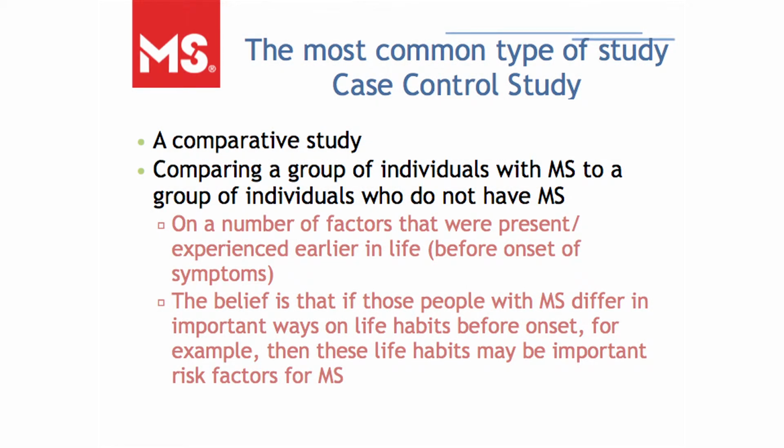The most common type of study that we use in epidemiology is called a case control study. Basically, what we do is we compare people living with multiple sclerosis to people who are not living with multiple sclerosis. And we ask them a lot of questions, and sometimes we do evaluations on them, and we look at factors that were present or that they recall having experienced well before the onset of the disease.